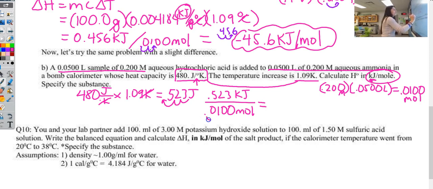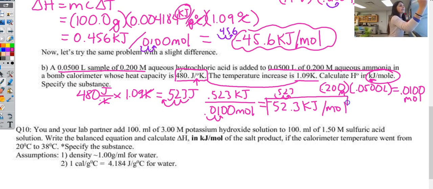So I know 0.523 divided by 1 is 0.523. Since I just moved 2 places over to the right, I want to move 2 places over to the right again. And so I'm going to get 52.3 kilojoules per mole. Again, the temperature increased, which means my sign is negative.